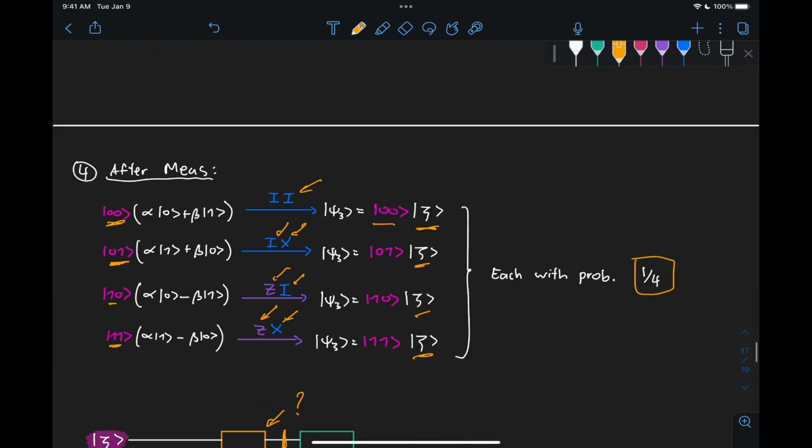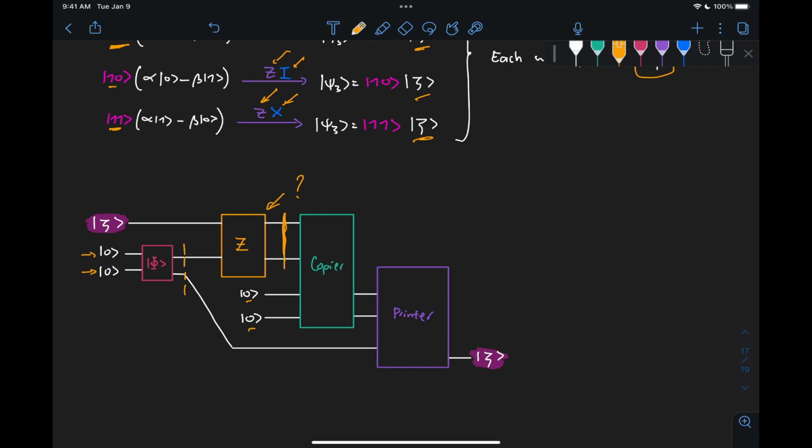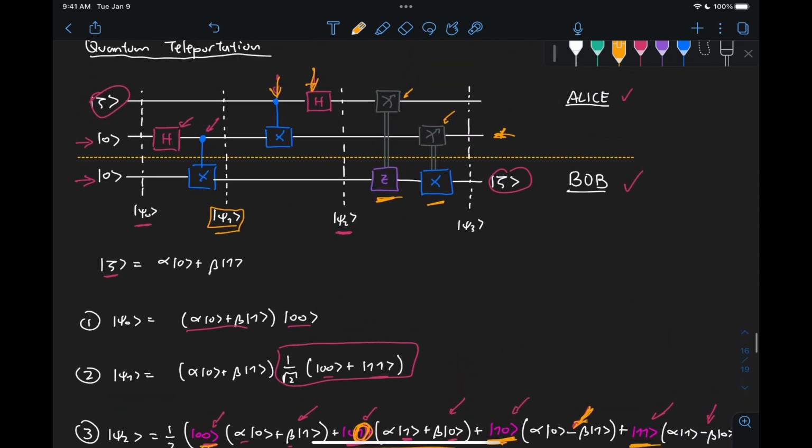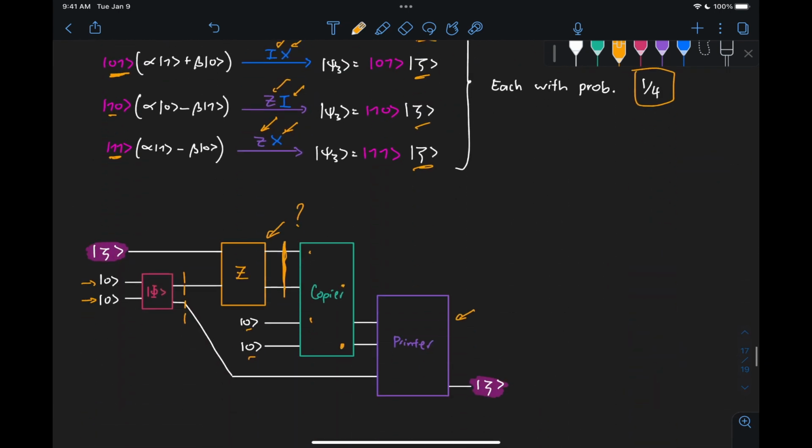So then in this photocopier, just apply CX gates from this point to this point and from this point to this point to copy that down here to these auxiliary qubits. And then on the printer side, Bob, or in this case Reese, could do something very similar to what we did here with the measurement and the application of the Z gate and the X gate. So how would that look?